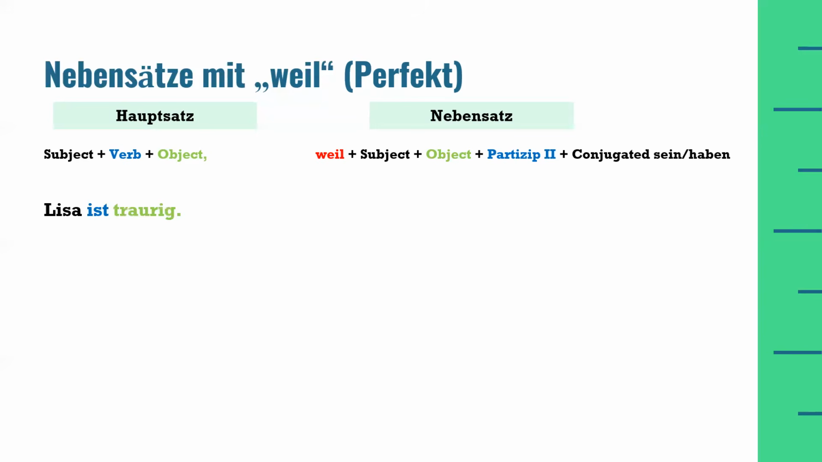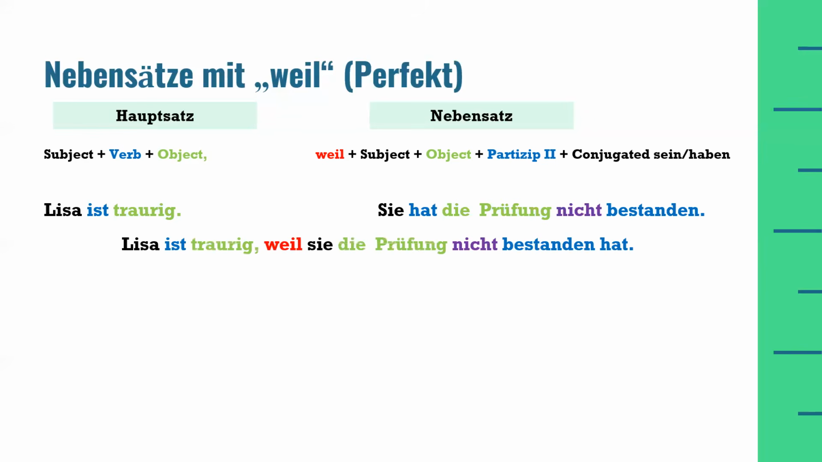Now let's have an example. Lisa ist traurig. Lisa is sad. Sie hat die Prüfung nicht bestanden. She didn't pass the exam, or she hasn't passed the exam. Now, first sentence represents a fact that Lisa is sad, and second sentence presents the reason why she is sad.